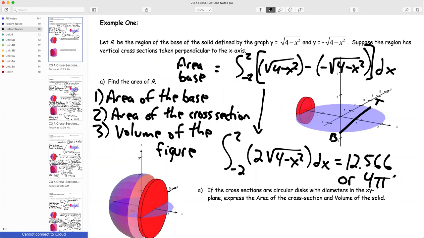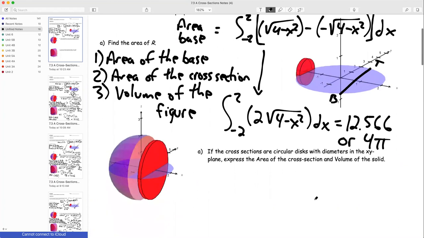So why did I make you use calculus? Well, number one, to show you that it works. Number two, it's not always going to be a circle. Rarely will it be. And so we need to use our knowledge of calculus to do top minus the bottom and integrate. So that's the first thing. That's the area of the base.